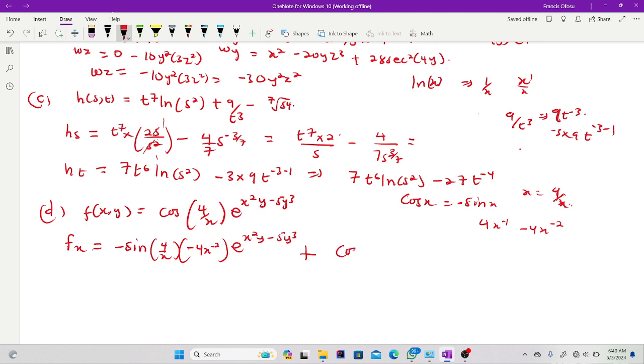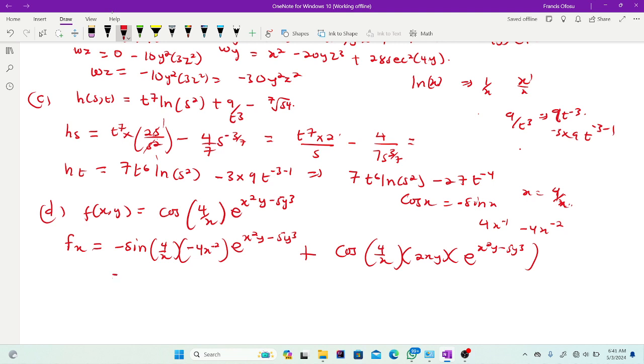So that one will be cos 4 over x. Now I want to differentiate this side. This is an exponential function, so all you have to do is differentiate the exponent and multiply by the same expression. When I differentiate the exponent, I'm getting 2xy, because I'm differentiating with respect to x, multiplying e to the power x squared y minus 5y cubed, like this.